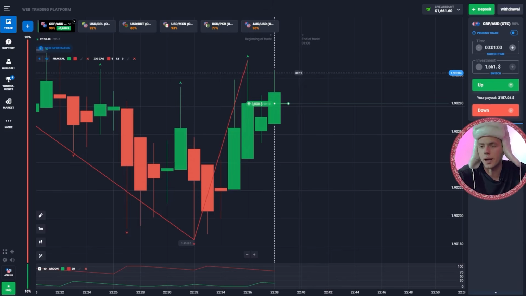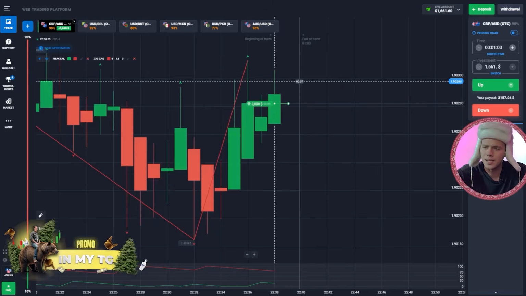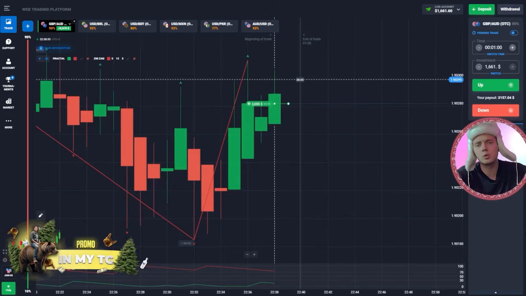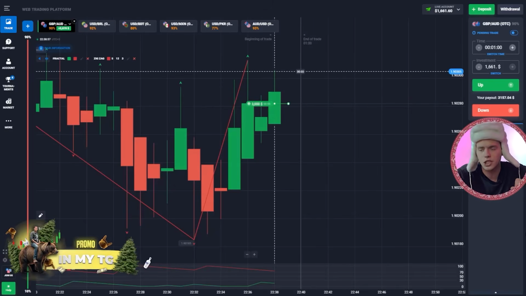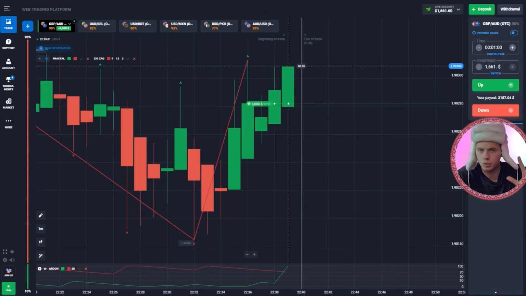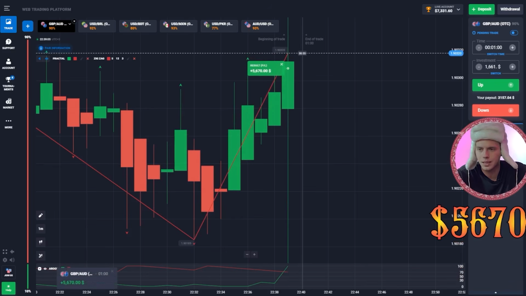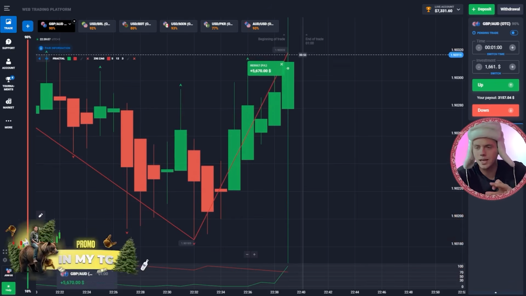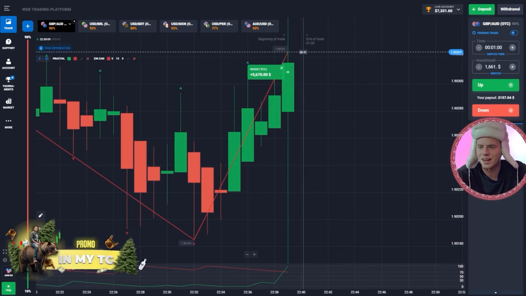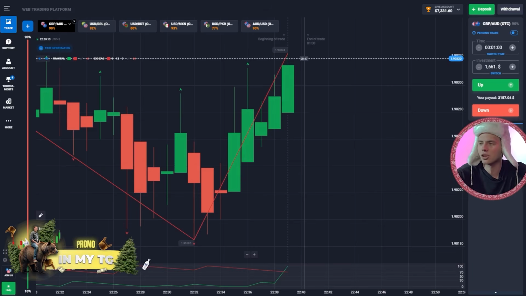That's basically why I love fractals and I love Aroon, because they give a picture maximally close to reality. Of course, never 100%, you should know it. Never 100%, but they assume. And we got the trade closed, $5,670. Great, guys, $7,300 on our user account right now. Well, not bad.